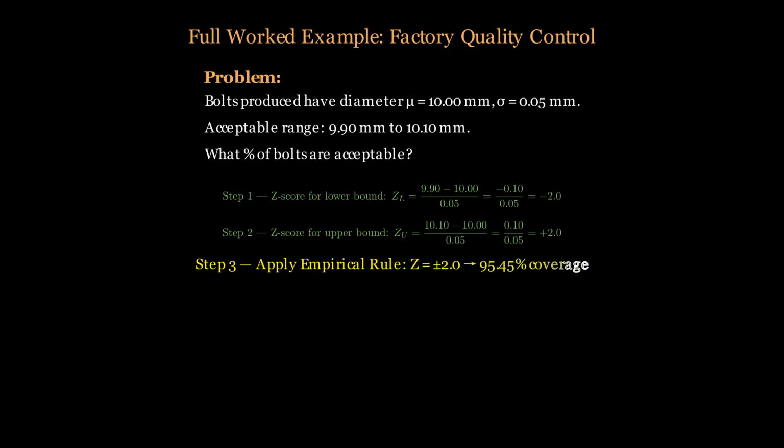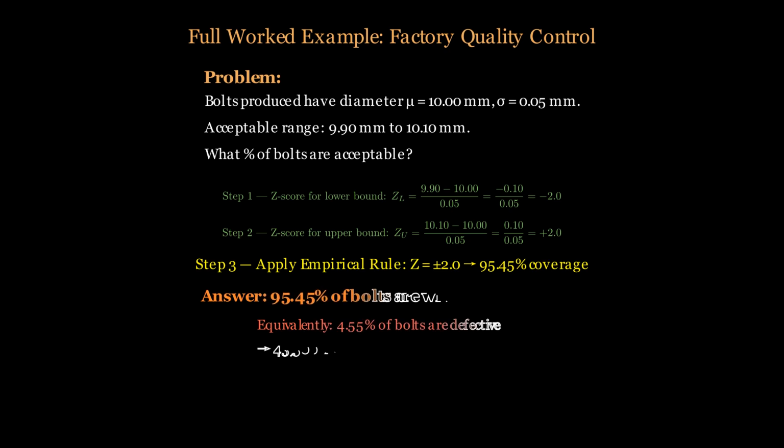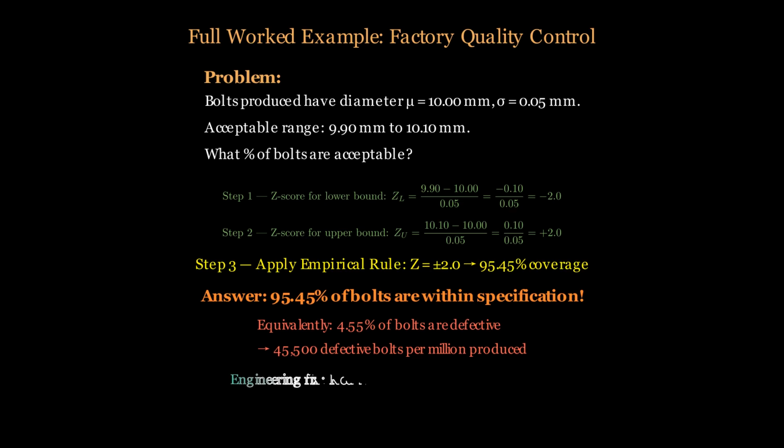But that still means 4.55%, or 45,500 defects per million. The engineering solution? Tighten the manufacturing process to reduce sigma to 0.025 mm. Now the spec limits sit at plus or minus 4 sigma, giving us 99.994% acceptable bolts. Only 60 defects per million. This is the power of understanding and controlling normal distributions.